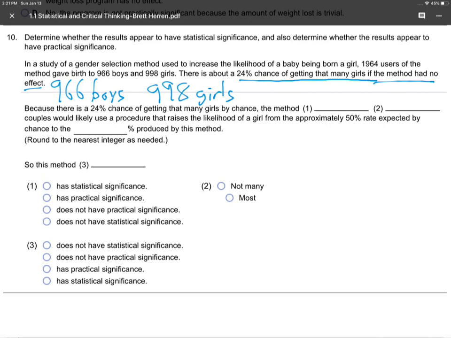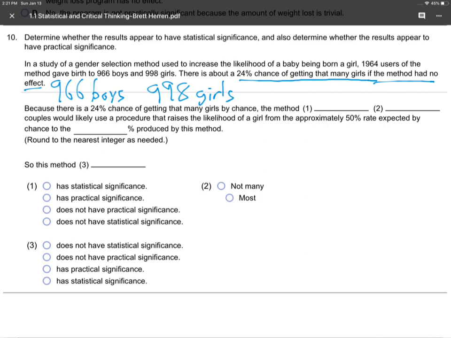So the way the homework will work is they got 3 blanks. Well, 4, I guess. No, I guess it's 3. Yeah, 3 blanks, 4, and then a percentage. Okay. And then here's the options for what goes in the blanks. So the first one, let's read it. Because there is a 24% chance of getting that many girls by just luck, right?